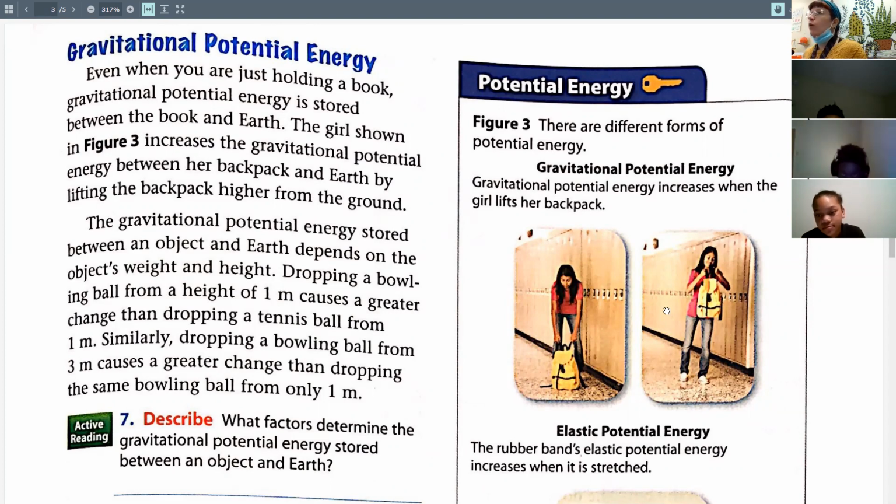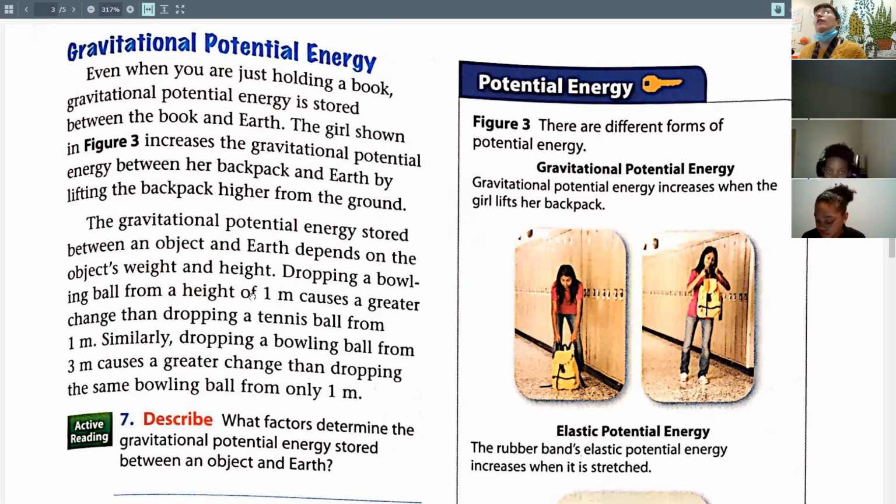But I could have very well just stood on the ground and gotten a hand mirror, but I had more potential to fall when I stood on top of something, right? Because the height between me and the ground gave gravity the opportunity to push me back down. So the idea is the higher up I am, the greater potential I have to fall. Got it? The gravitational potential energy stored between an object and Earth depends on the object's weight and height.